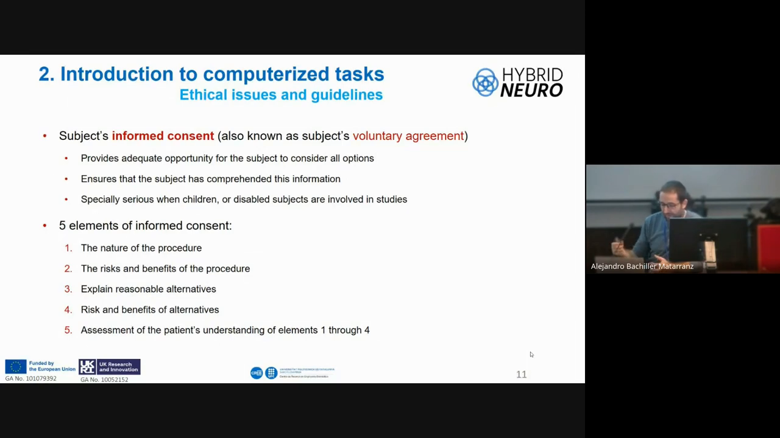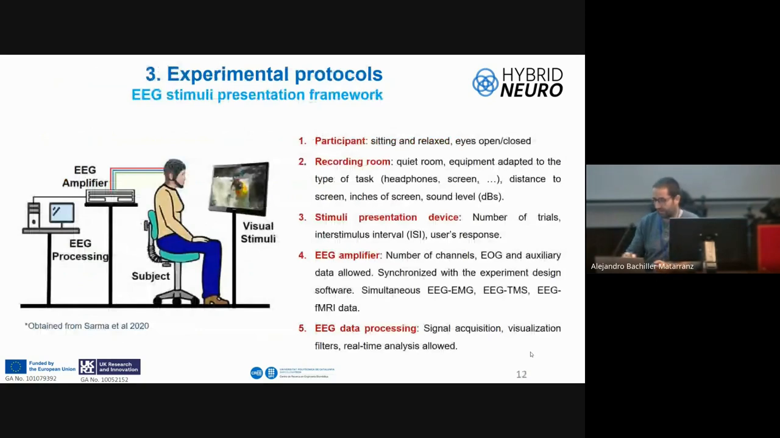And what are the five elements, or key points, of the informed consent? It's necessary to include the nature of the procedure. It's necessary to include the risks and the benefits of this procedure. It needs to explain reasonable alternatives, okay, and the risks and benefits of these alternatives. And it's very important to remark that the patient understands all the elements, from 1 to 4. For this reason, I think that this document ensures that the subject, or their responsible person, for example the caregivers, has all the information.